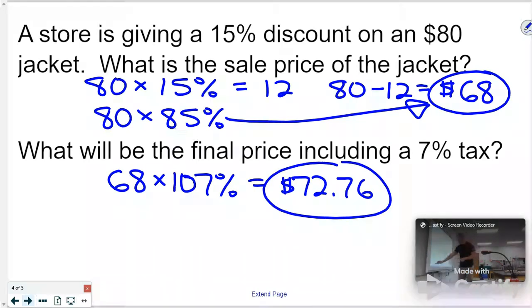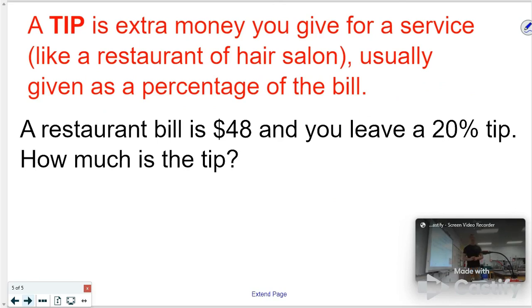All right, lastly, we're gonna talk about a tip. So a tip, it's just extra money you give for a service. Like if you go out to eat at a restaurant or a hair salon, you usually give a tip as a percentage of the bill for somebody helping you out. So it says a restaurant bill is $48 and you plan to leave a 20% tip. How much is the tip gonna be?